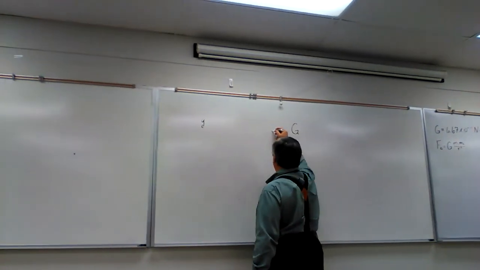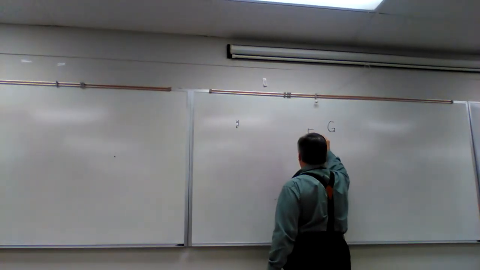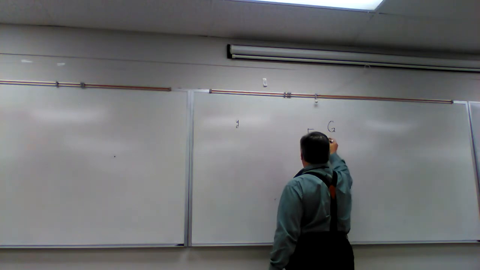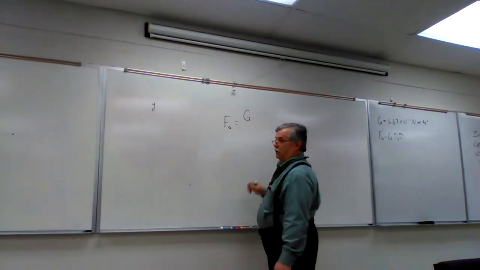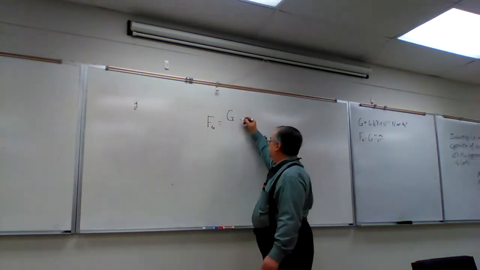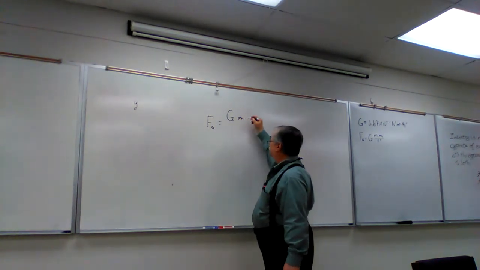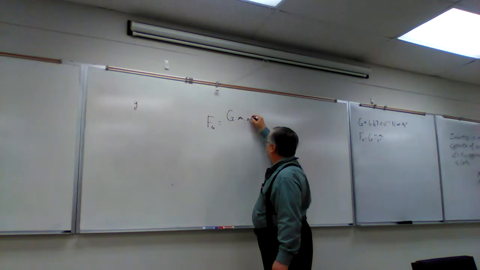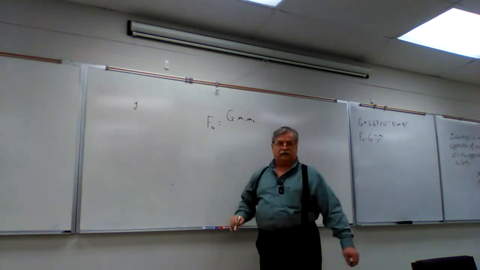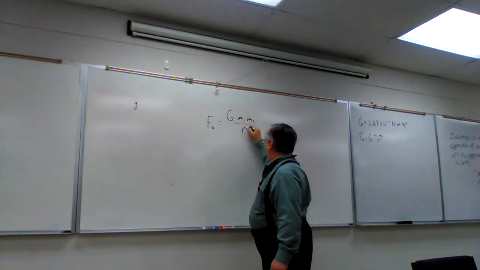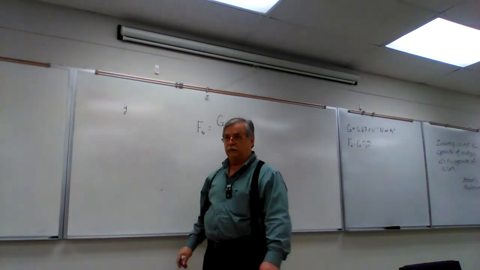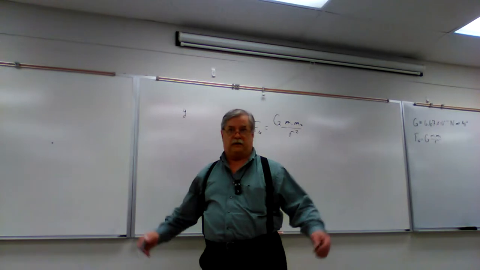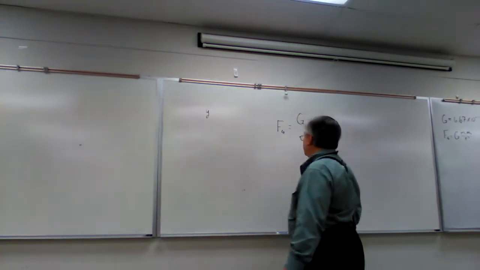In fact, according to Newton's universal gravitational law, the force of gravity between any two objects is his constant times the product of the two masses divided by the square of the distance between them. Mass 1, mass 2, divided by r squared, times his gravitational constant.